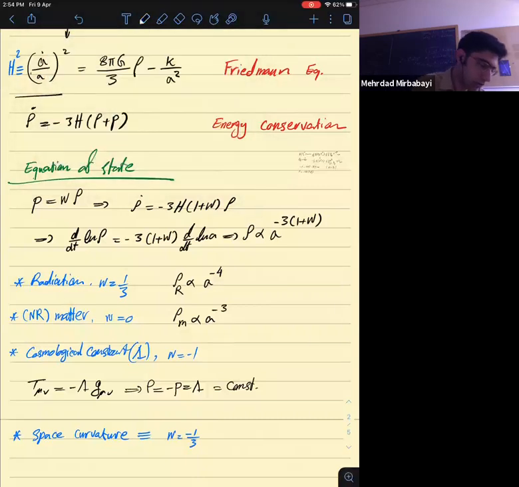Just from the behavior of this term in here, because if I take W equals -1/3 and plug it in here, what I get is that the energy density goes as 1/a², which will be this behavior. So I just invent this fictitious substance, which I call the space curvature, for which rho_k is proportional to a^-2.